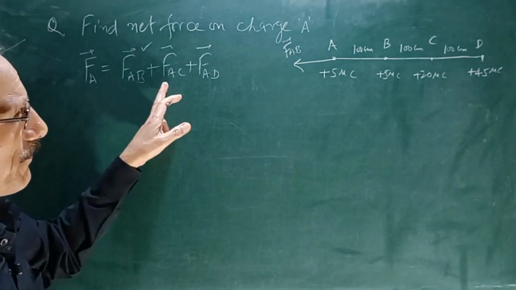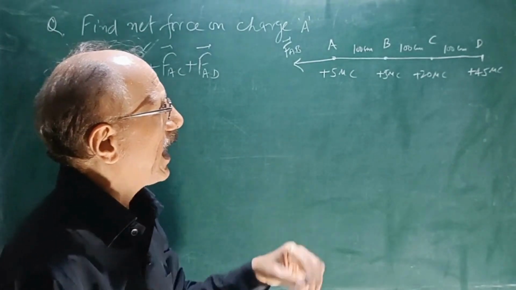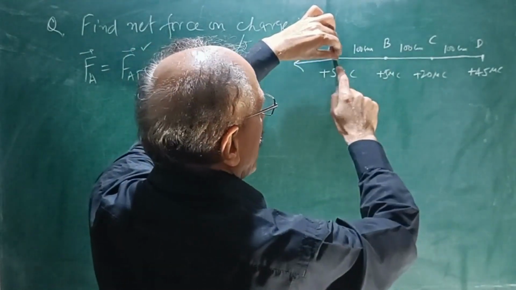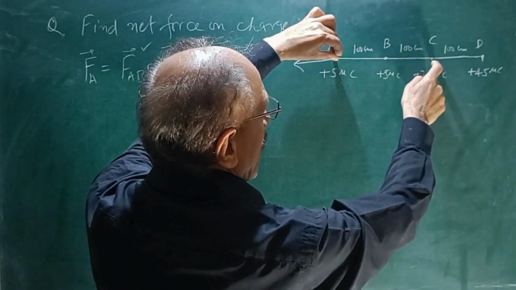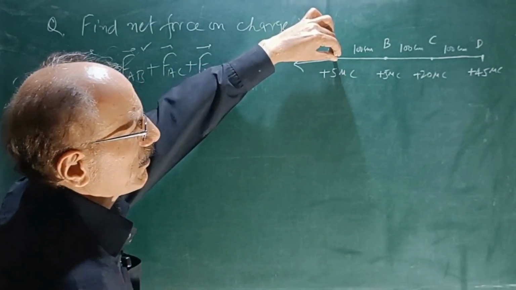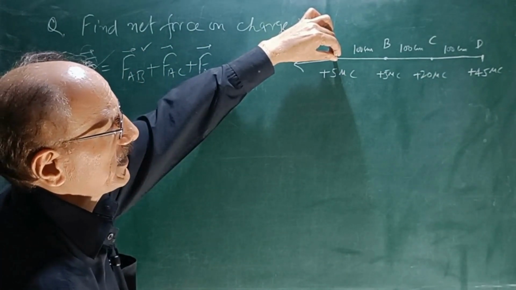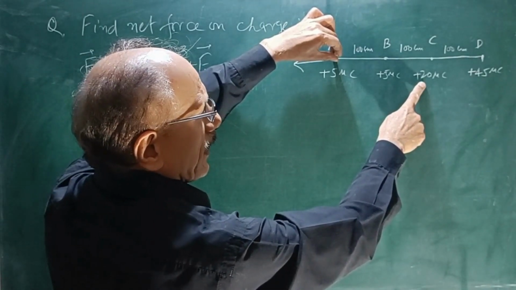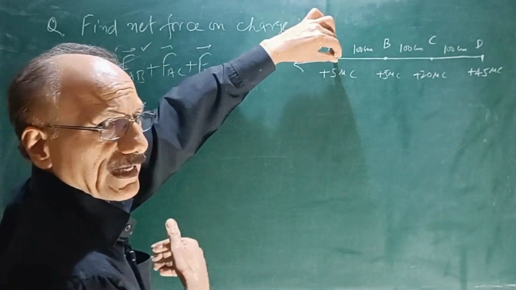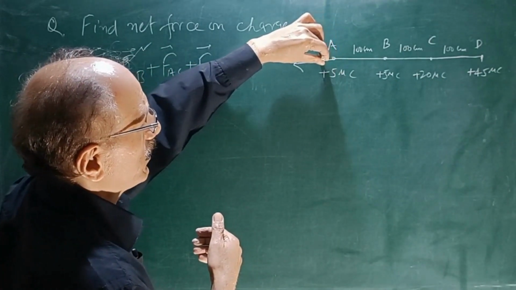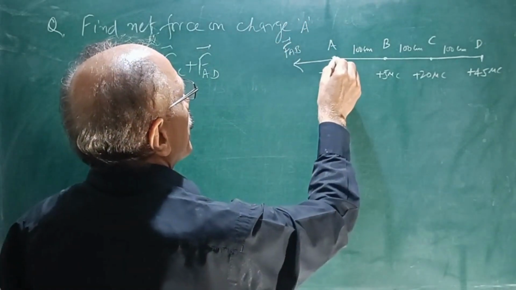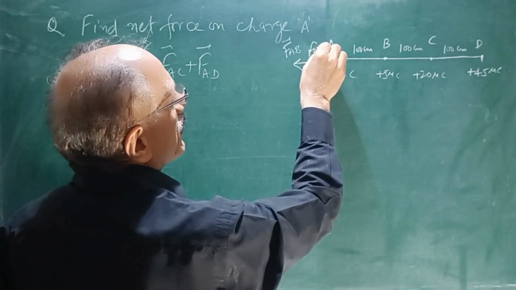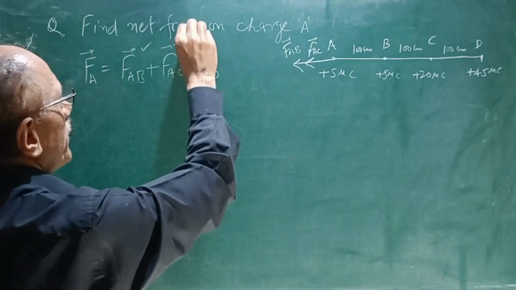Now FAC, how will we do it? Again put the pen on A and then see what this charge C is going to do, that means whether it is going to attract or repel. Again the charge is positive, so it is also going to repel. So the pen is to go this side again. So this will be the force on A due to C. This is also clear.